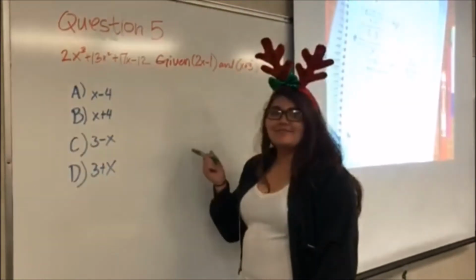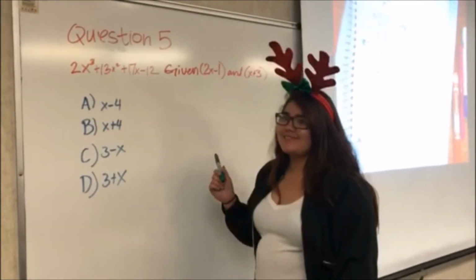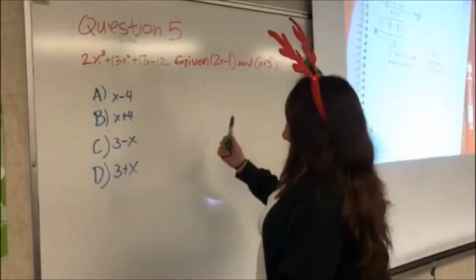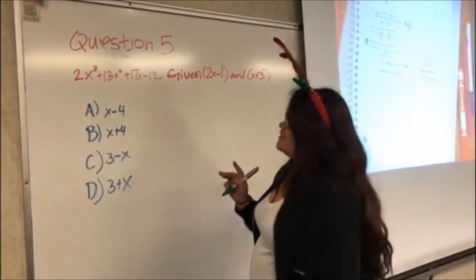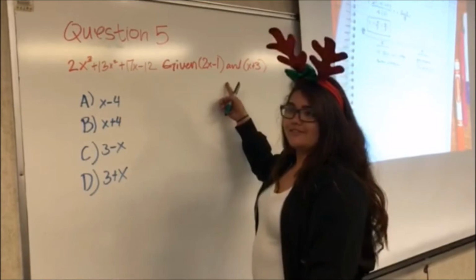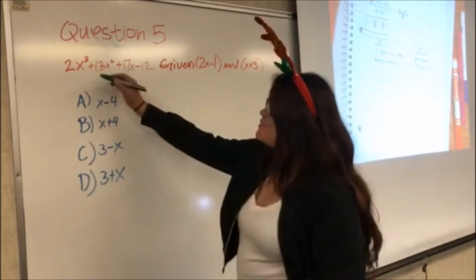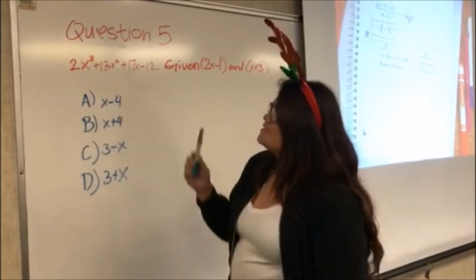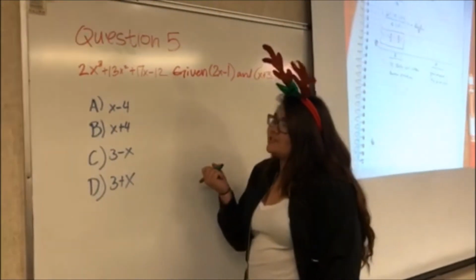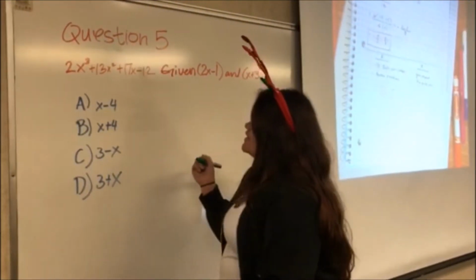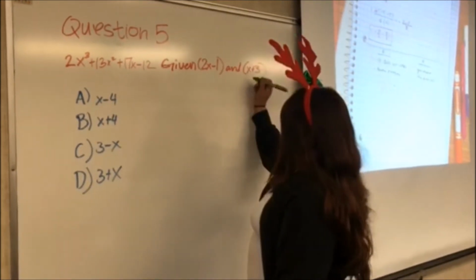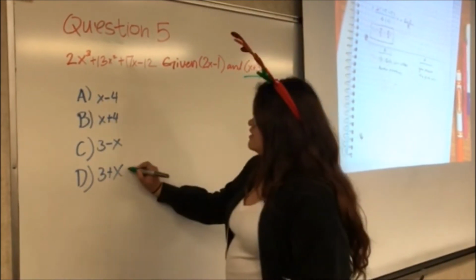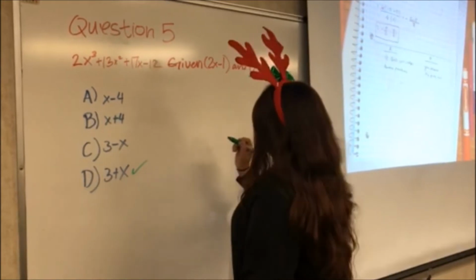Okay. Hi, my name is Jocelyn. This is quiz number 9, question number 5. And so today we need to find the third factor for this problem. The problem that we're given is 2x cubed plus 13x squared plus 17x minus 12. Since we're already given the factor of x plus 3, we can check that one off.